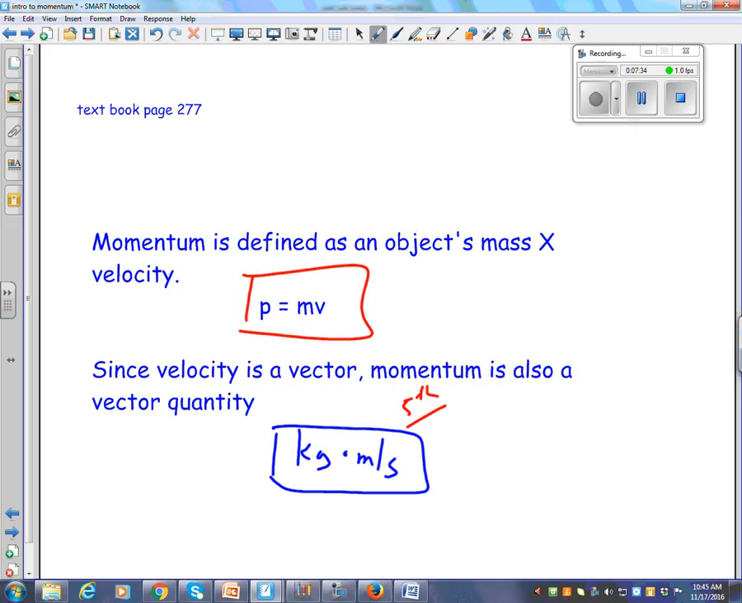When you have a newton, right? When you go F equals ma, that's going to be kilogram meters per second squared. It's almost the same, right? And that is 1 newton. 1 newton is 1 kilogram meter per second squared.